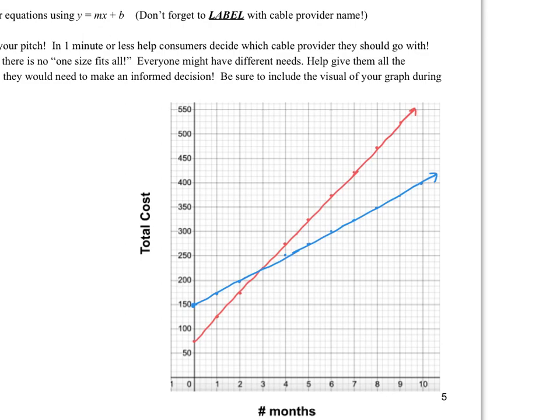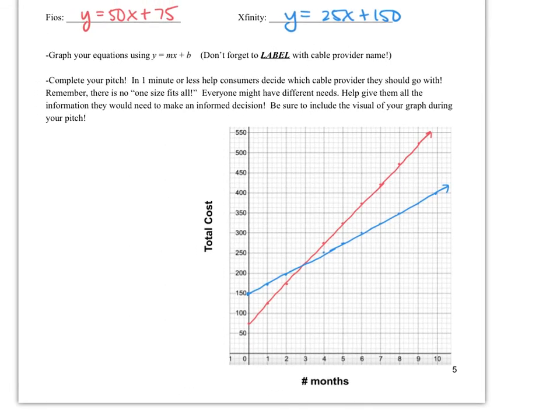So make sure you go to the assignment doc in the calendar to access the link to the Flipgrid, and in 1 minute or less, you're going to help consumers decide which cable provider they should go with. Be sure to have a picture going on your Flipgrid so you can refer to it and help them decide if they should go with Fios or Xfinity based on their needs. Remember that everyone's cable needs are different, so you want to try to provide as much information as possible.